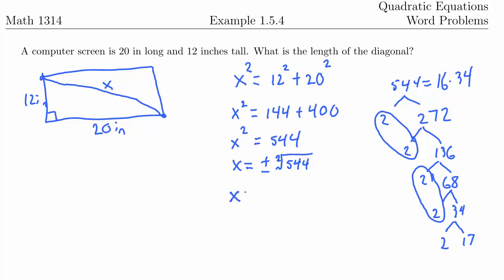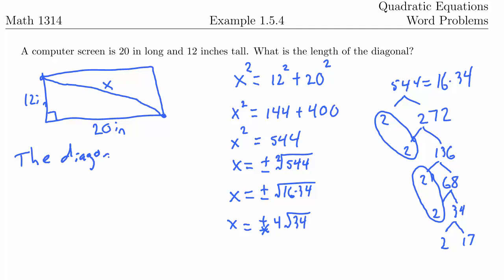That means x is equal to plus or minus the square root of 16 times 34. Simplify that. That gives you x equals plus or minus 4 times the square root of 34. Now, because x is a distance, or it's a length, I can't use the negative. So I'm just left with the positive 4 square root of 34. That means that the diagonal is 4 square root of 34 inches.